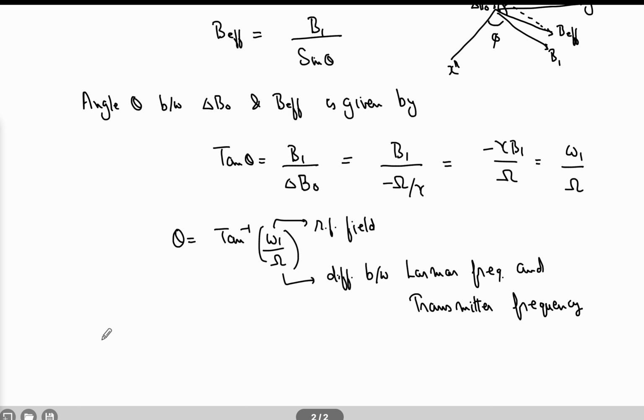Also B RF of t is many times directly referred to as the B1 field. So if I'm mentioning the B1 field anywhere, I mean precisely that it is the B RF field, B RF of time.